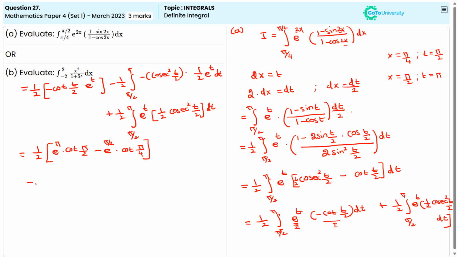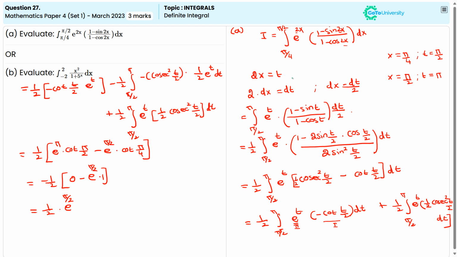So we get minus 1 by 2 times of 0 minus e power pi by 2 into 1. Minus times minus is plus, so we have 1 by 2 into e power pi by 2. So this is the answer for the given integral value. Now let us see the mark distribution.